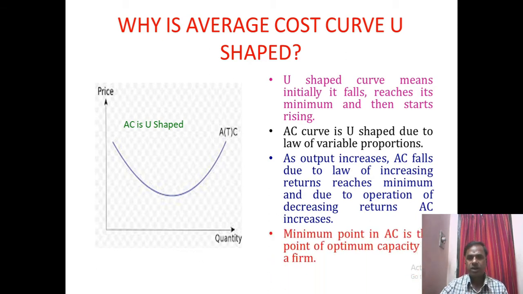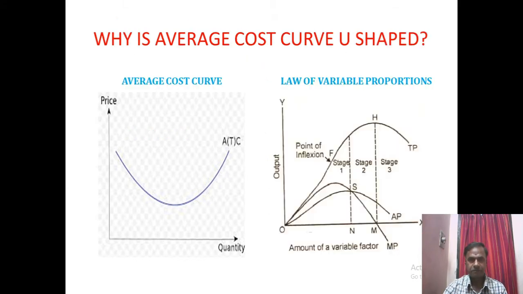The minimum point in AC is the point of optimum capacity of a firm. This we will see in the next slide. You see here, again, we are discussing the same thing. Why is the average cost curve U-shaped?